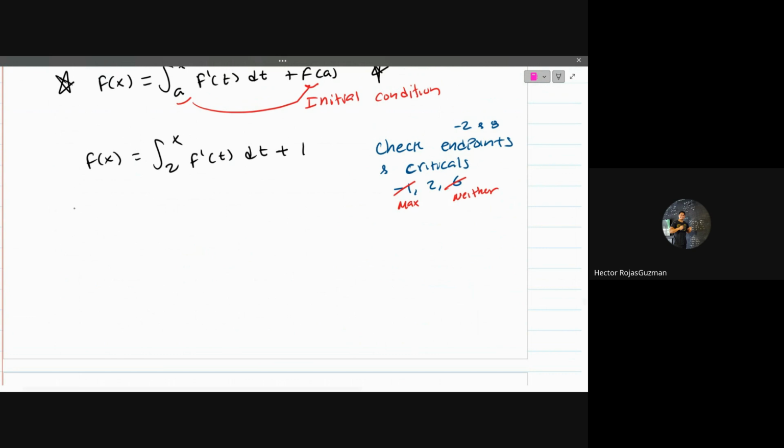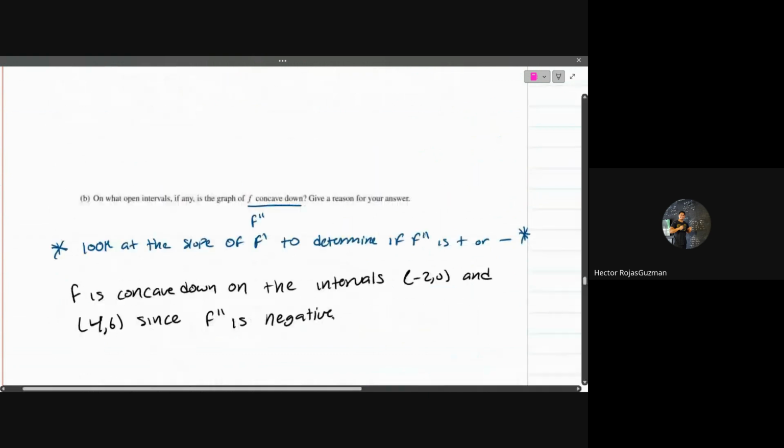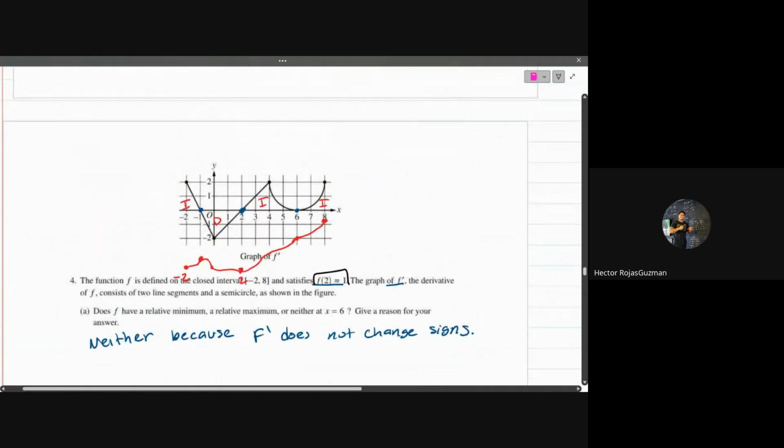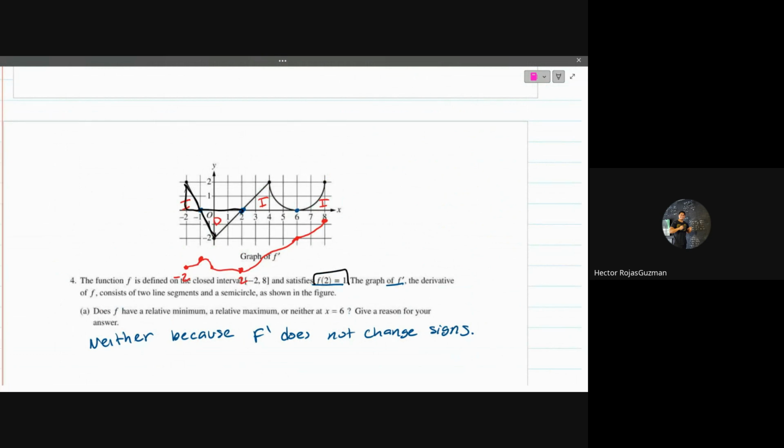Start with -2. F of -2 equals the integral from 2 to -2 of f prime of t dt plus 1. You should change the integral so that it's going from least to greatest and write the whole thing out, right? And now you're going to use areas. So from -2 to 2, we have 2 triangles.